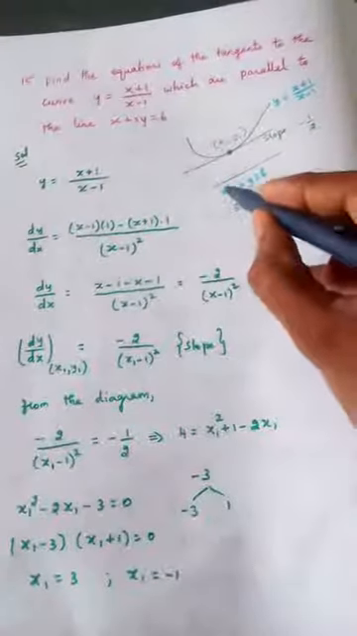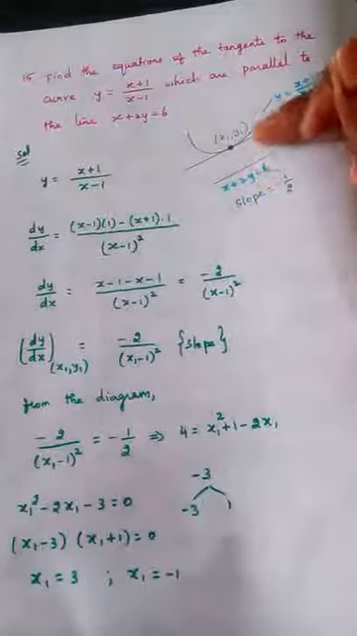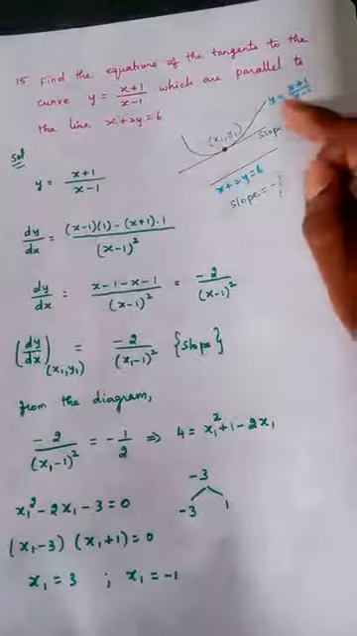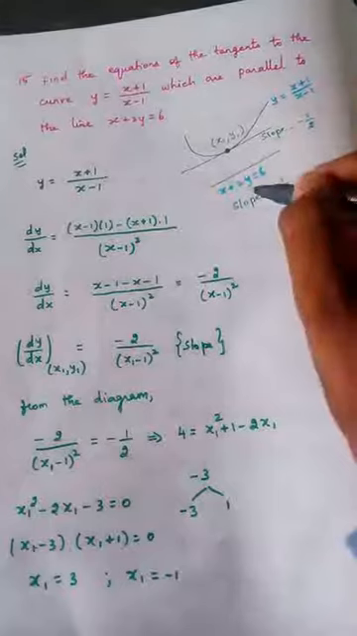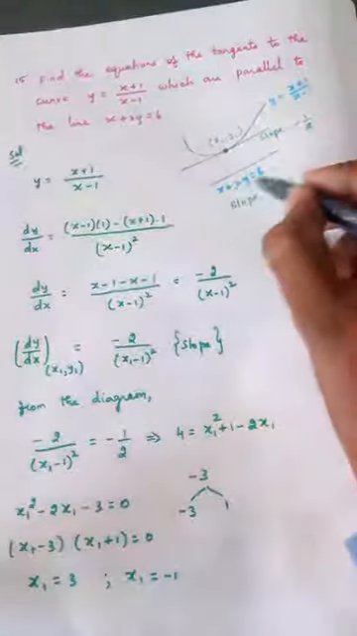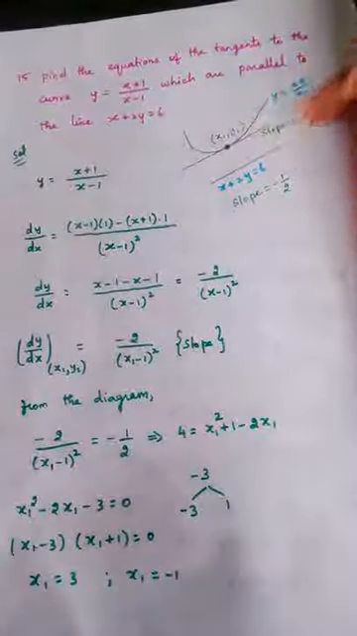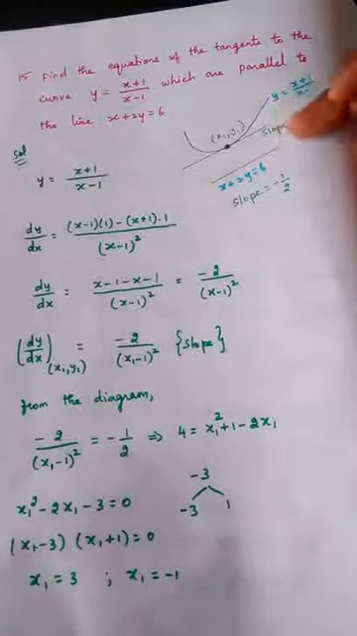If two lines are parallel, definitely their slopes are equal. Now since the slope of this line is minus 1 by 2, and since these two lines are parallel, the slope of the tangent should also be equal to minus 1 by 2. Will you agree? Why? Because the two lines are parallel. The slope of this line is minus 1 by 2, definitely the slope of this line is also equal to minus 1 by 2 because they are parallel.